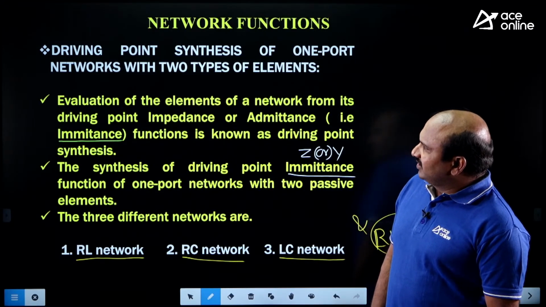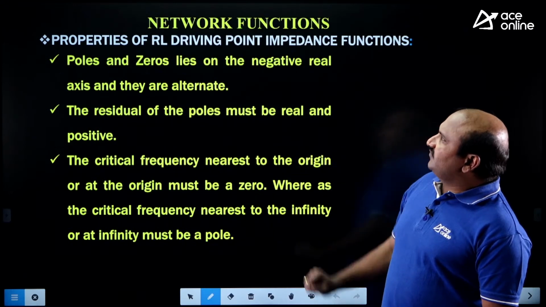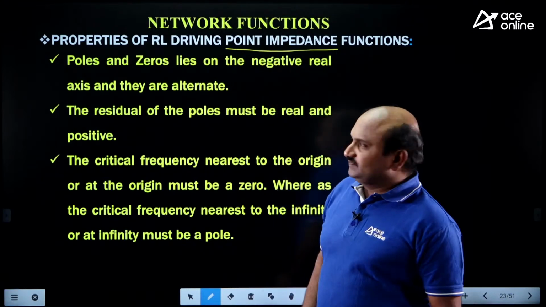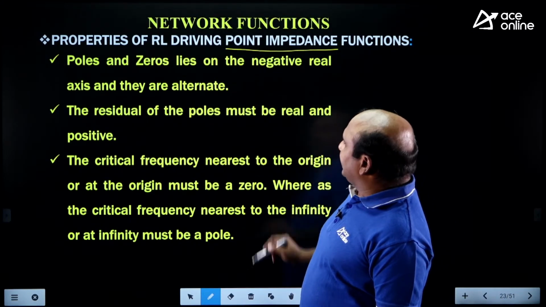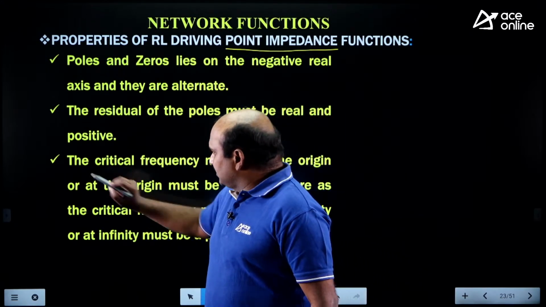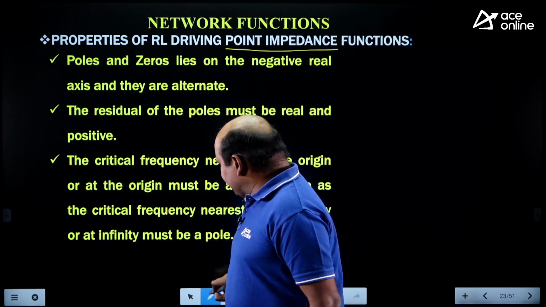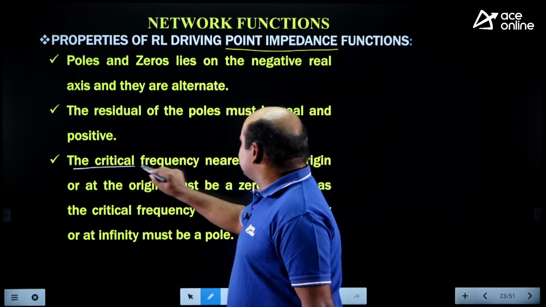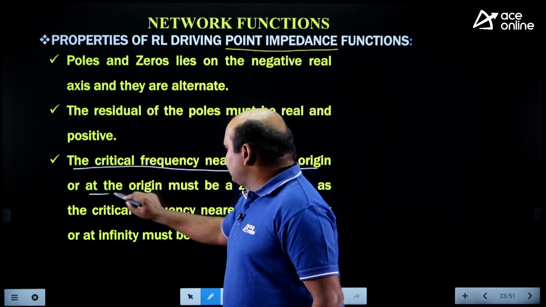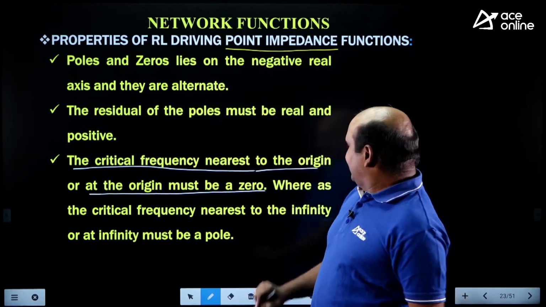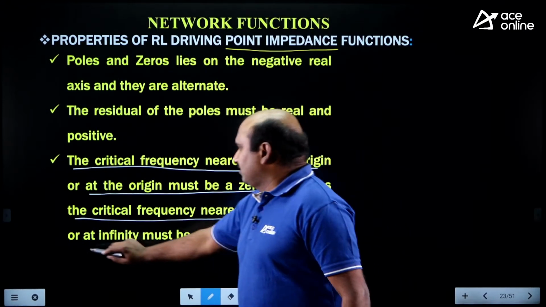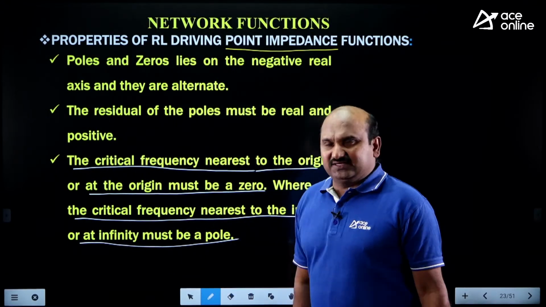RL network, see this one. Properties of the RL driving point impedance function here. This is valid only for the impedance function. Poles and zeros lie on the negative real axis for stability, and the residues of the poles must be real and positive, and this is very important here. The critical frequency nearest to the origin, or at the origin, must be a zero, whereas the critical frequency nearest to infinity, or at infinity, is a pole automatically.